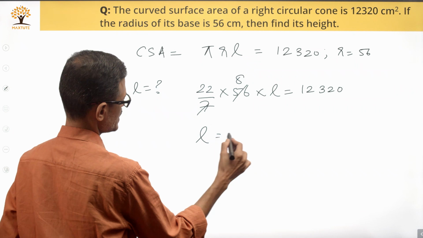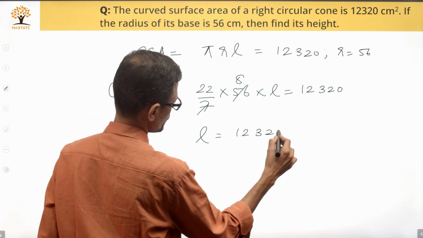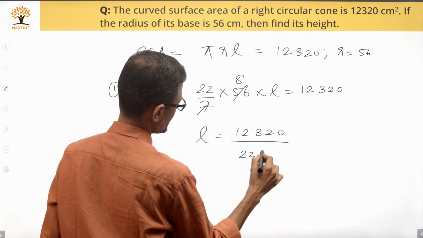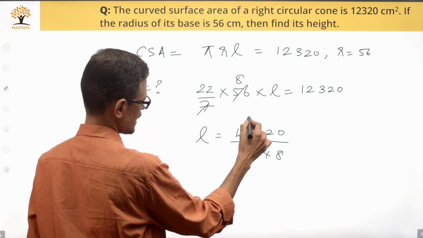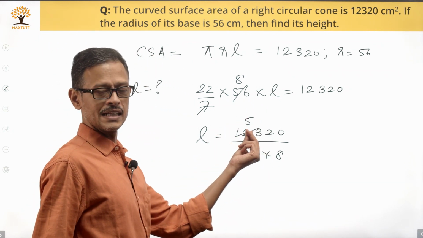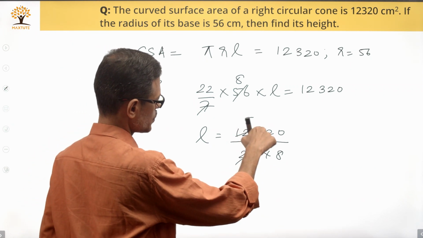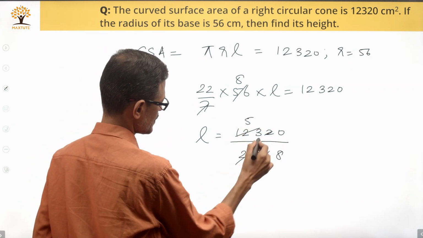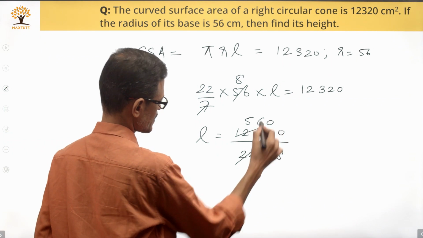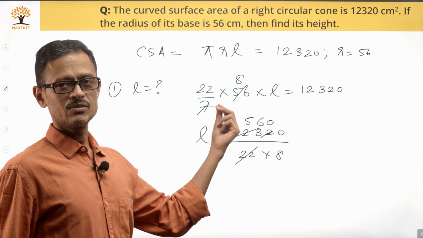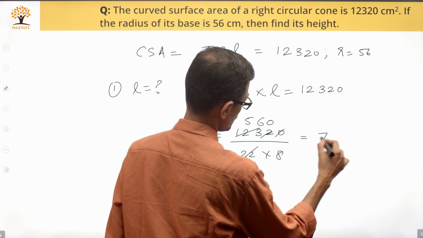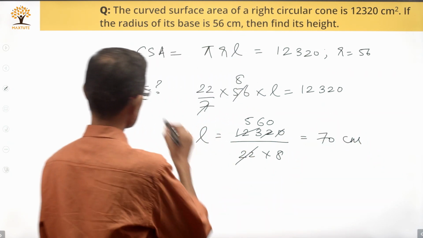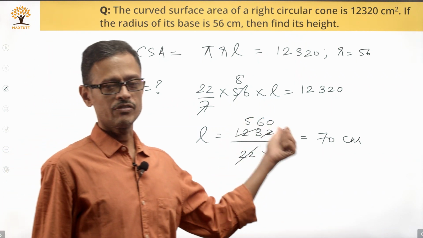So slant height L is equal to 12,320 divided by 22 times 8. 22 cancels with 123 as a 5. So 110 gone, that will leave us with a 13. 13 and a 2 is 132, that will cancel with this 22 to leave us with a 6, and then there is a 0. So slant height L is equal to 560 by 8, which is equal to 70 centimeters. So step 1, we wanted to find out the slant height, we have found that.